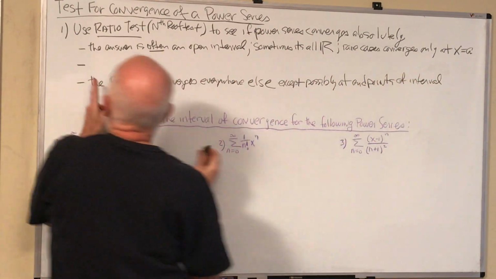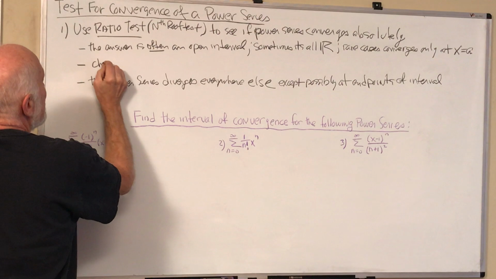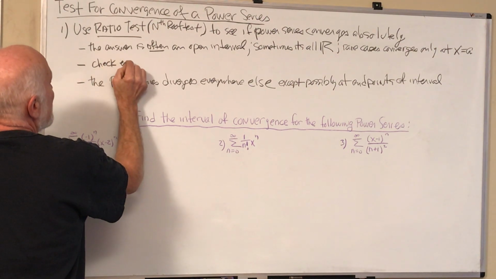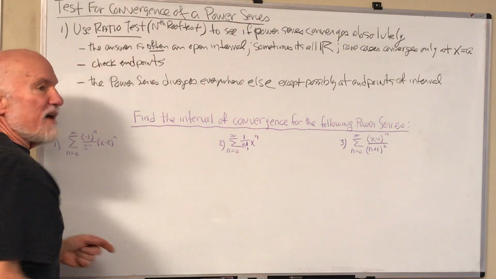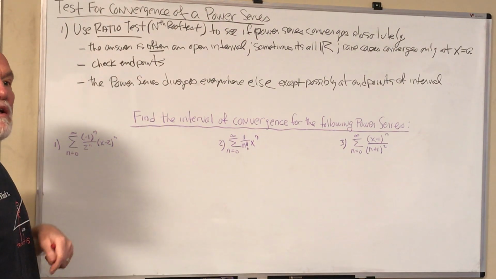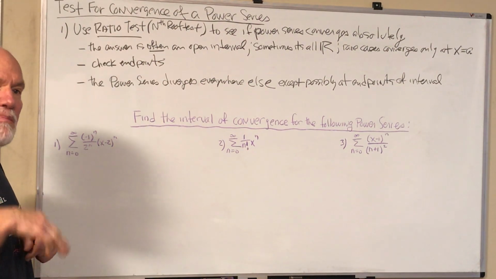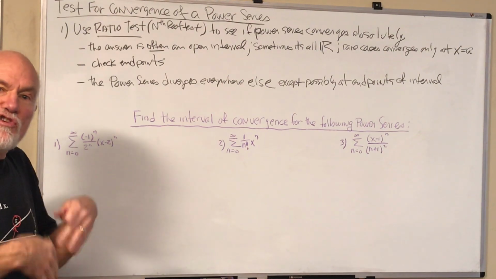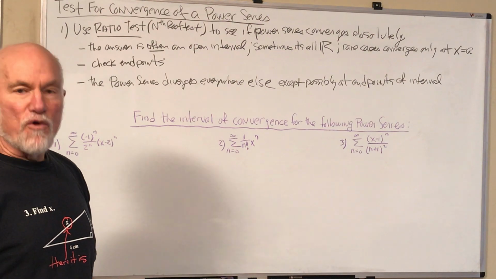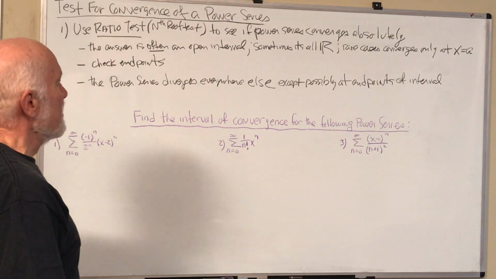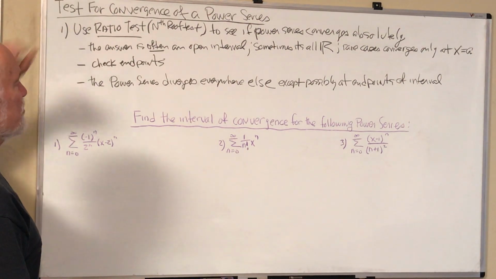So that means in step 2, you have to check the endpoints, which means you're going to have the 2 endpoints. Those are values of x that you're going to have to plug into the power series, and then you get just a regular series, and we can use all the tests we've used before. So anyway, that's the test for convergence.